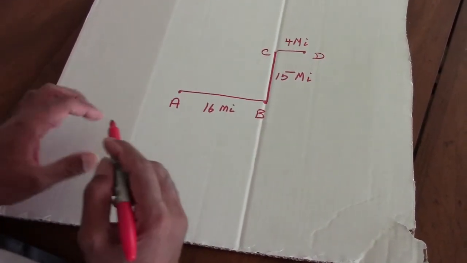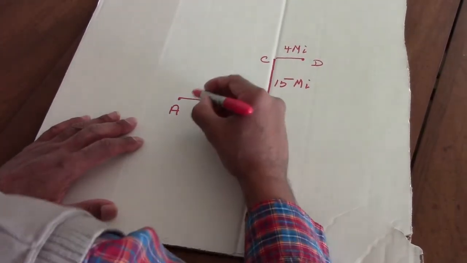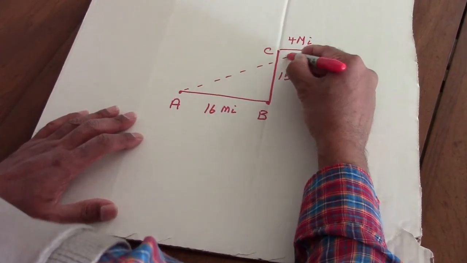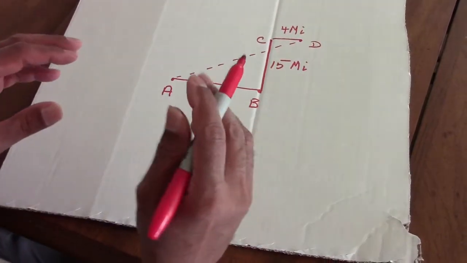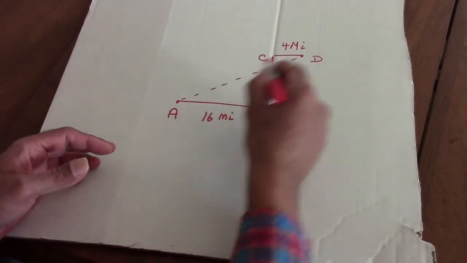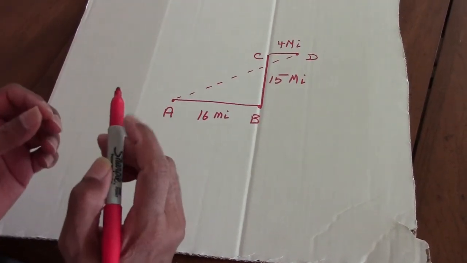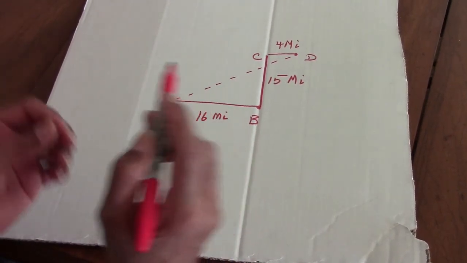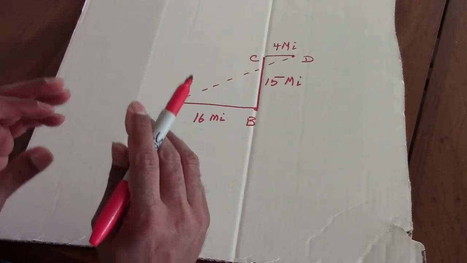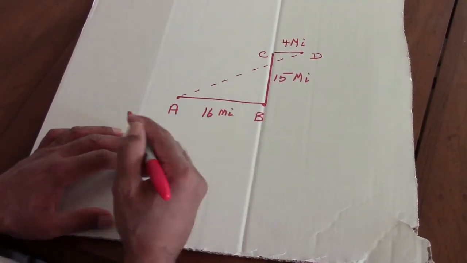The question is, what if he had gone directly from A to D? How many miles would he have saved on his trip? To solve this problem, let us take the line segment AD and construct a right-angled triangle for which AD is the hypotenuse. The hypotenuse being the side that is opposite the right angle. So, I am going to construct this right-angled triangle.